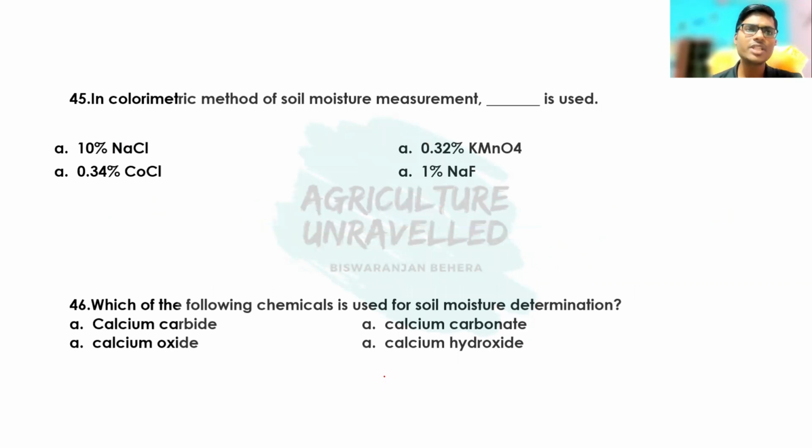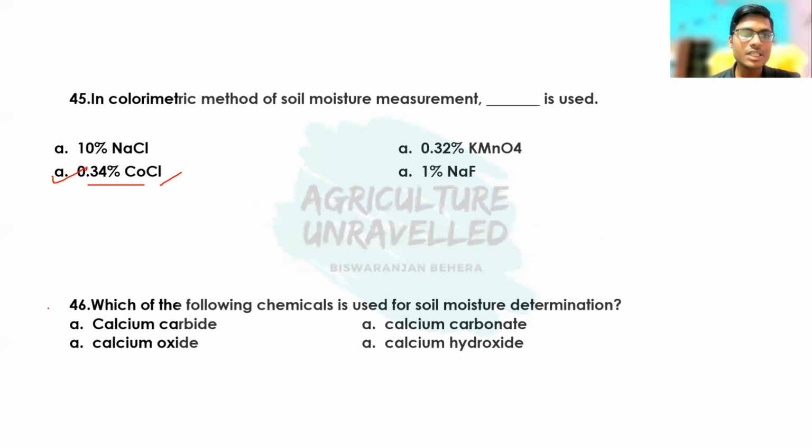Then coming to the next question, that is in colorimetric method of soil moisture determination, dash is used. So the correct answer of this question is 0.34% cobalt chloride. So this cobalt chloride is used for measurement of soil moisture by using colorimetric method.